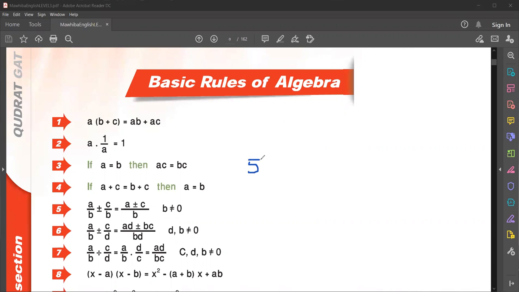I have 5 over 12 times 6 over 20, not 30, yes, 35. Now I have another problem. Okay. Can you solve the problem? Okay, help me. Who wants to solve this problem?